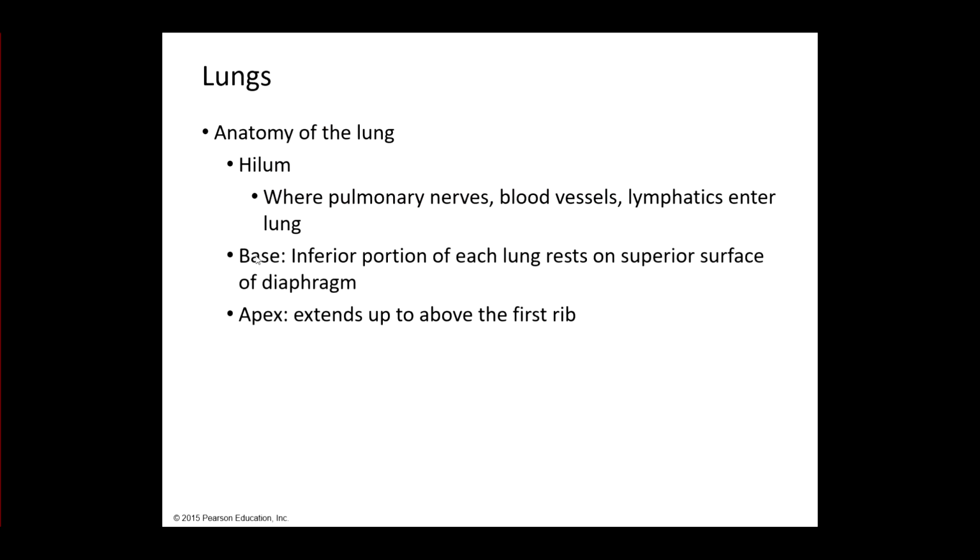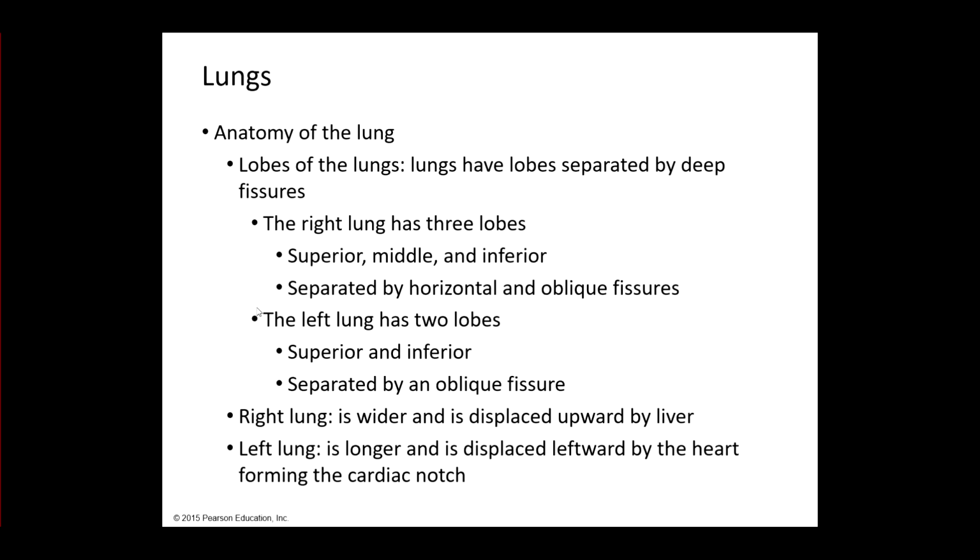Okay, so make sure we got everything, right? So the hilum, entrance and exit point, the base is the bottom of the lung, it's going to be broad, and then the apex is the top of the lung, it's going to be pointy. Now, the right and left lungs are not symmetrical, they're not identical. There's actually structural differences. So we're going to see that each lung has lobes. These lobes are formed by these deep grooves that we call fissures. That's an important word to know.